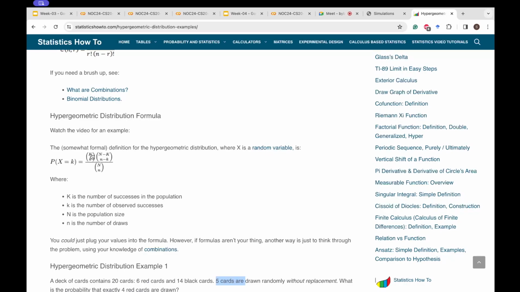And if you sum this up, K plus N minus K is N, and small k plus small n minus k is small n. So it is like the total number of cards and the total number of cards drawn. Is this formula clear, everyone?